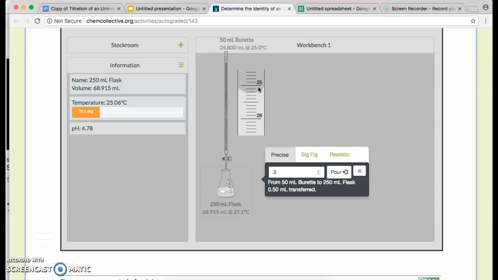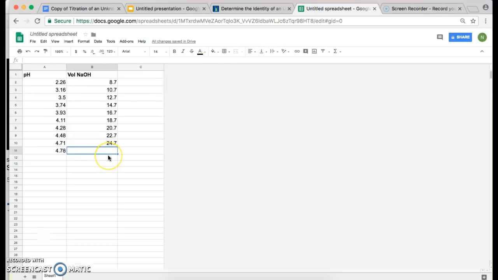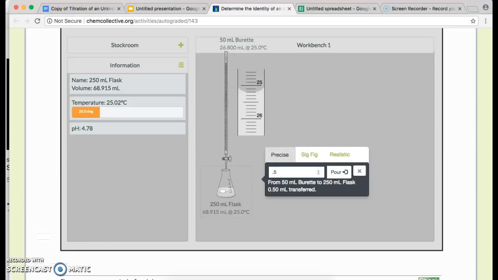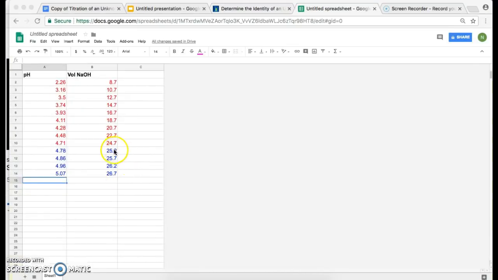So this is 25.2, 25.12. Looks like it's really close to the 25.20 mark. So that's what I'm going to put down. And that matches when we're adding 0.5 increments, okay? So I'm going to do this 4 more times, and then at the end of that, I'm going to start doing 0.2 milliliter portions. Okay, so I finished adding the 0.5 milliliter portions, and I kind of color coded.